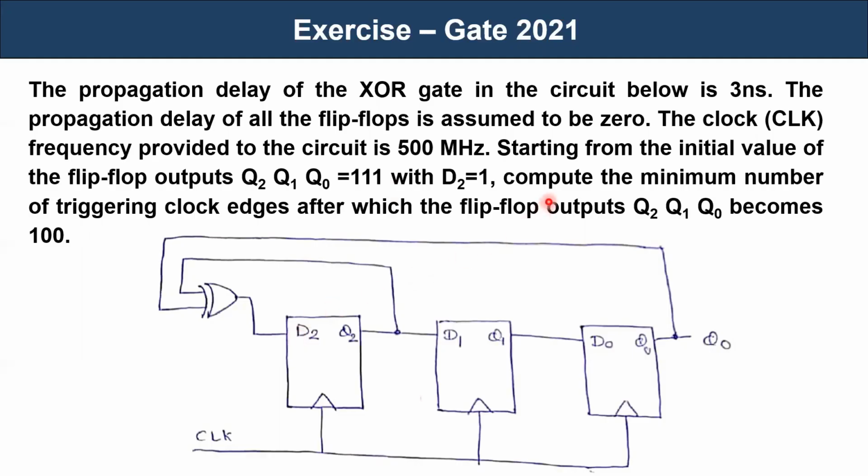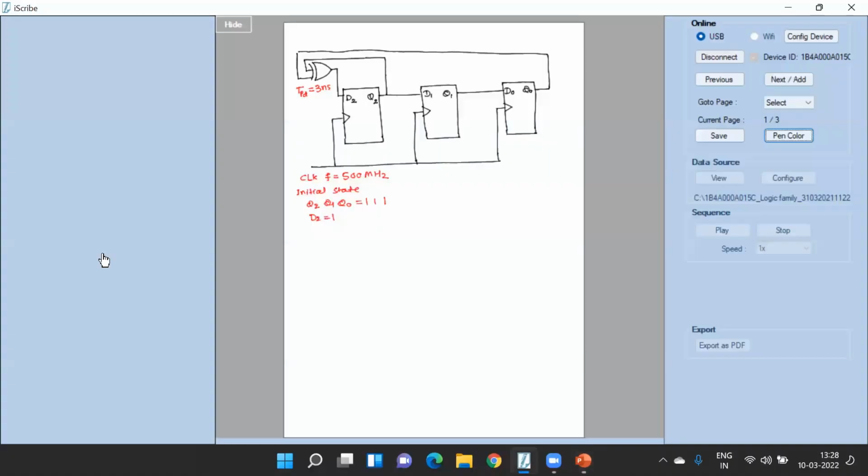Now it is asking us to compute the minimal number of triggering clock edges after which the flip-flop outputs become 1, 0, 0. Which means it is asking us to compute after how many edges of the clock my Q2, Q1, and Q0 become 1, 0, 0. That's what we have to compute. So let's see what we have here.